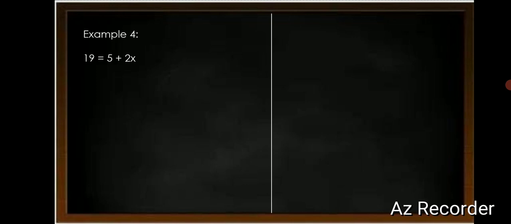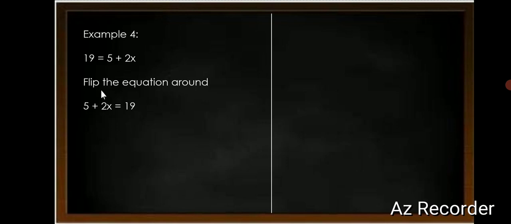Before I flip it around, I want you to understand that when I say A is equal to B, I can equally say B is equal to A. In other words, if this left-hand side is equal to the right-hand side, I can as well say the right-hand side is equal to the left-hand side. So we are going to flip the equation around. By flipping it around, we now have 5 plus 2x equals 19.